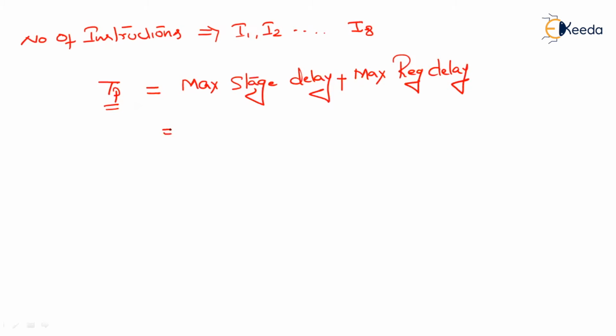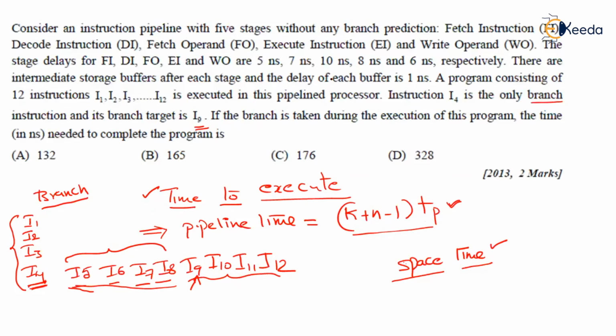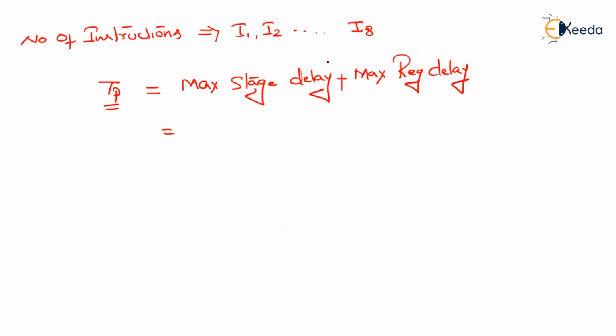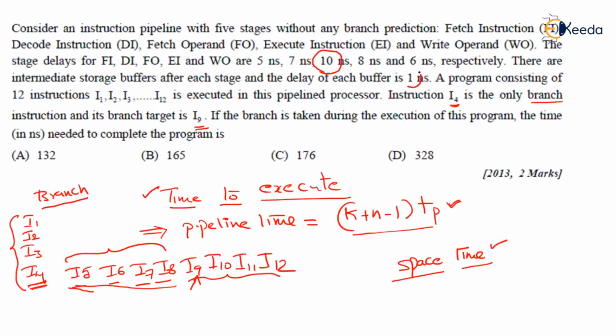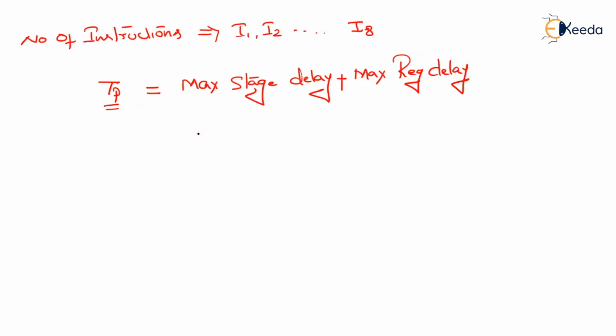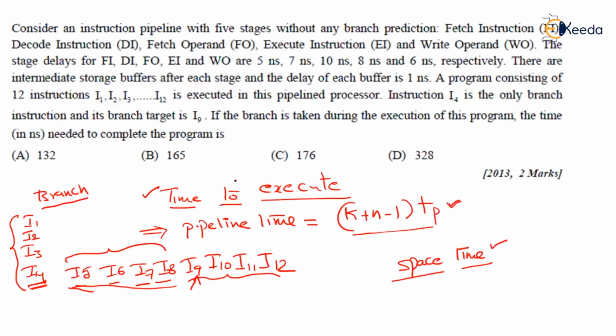Okay. So here it is given in nanoseconds. Max stage delay is 10 nanoseconds. Max register delay is 1 nanosecond, right? So the number of nanoseconds that are required in the pipeline to execute one task, one instruction, is 11 nanoseconds. So one clock cycle for this pipeline will be 11 nanoseconds. Okay. Keep it aside.